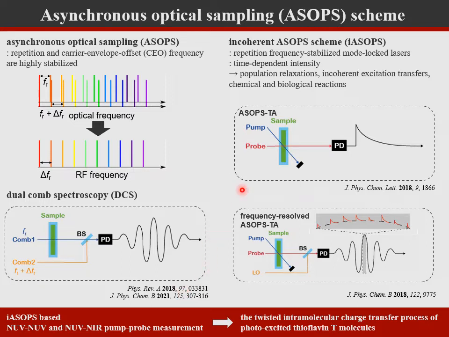In contrast, when we measure the time-dependent intensity, the optical phases of the two laser fields do not matter. We call it the incoherent ASOPS scheme. In this case, only the repetition frequency is highly stabilized and the mode-locked lasers are synchronized to the same time base. Using these useful applications, we have studied time-resolved spectroscopy, which are termed ASOPS-TA, and frequency-resolved ASOPS-TA.